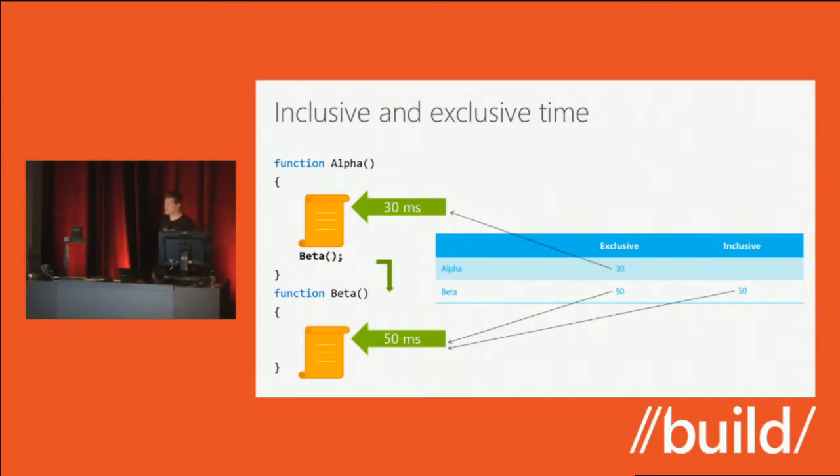Now alpha, the exclusive time, is going to be 30 milliseconds. And what is the inclusive time of alpha going to be? 80. Yep, that's exactly correct, because it's the 30 milliseconds that we spent in the function body, plus the 50 milliseconds that we spent executing beta.